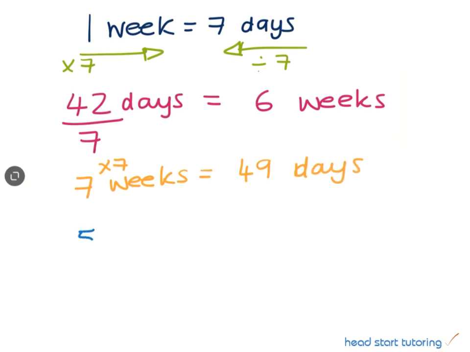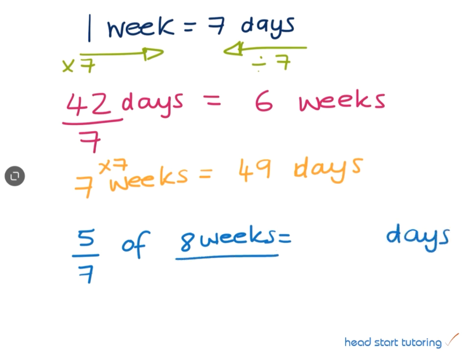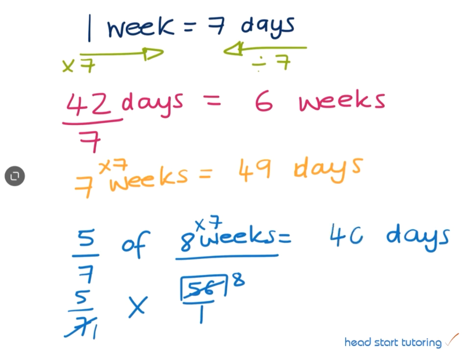If I would like to see what 5/7 of 8 weeks is equal to in days, I need to first work out what 8 weeks is equal to in days. So I need to multiply that by 7 to get 56 over 1, and this is your answer in days already, your 56. And then we work out 5/7 multiplied by 56. So 7 into itself once, 7 into 56 8 times, and 5 times 8 is equal to 40. So 5/7 of 8 weeks is equal to 40 days.